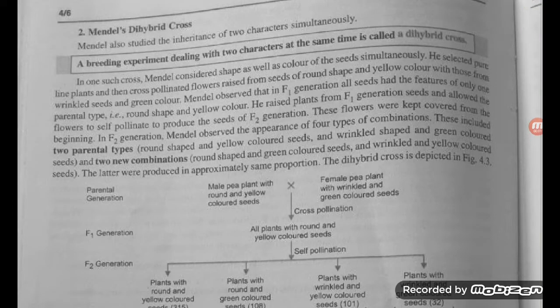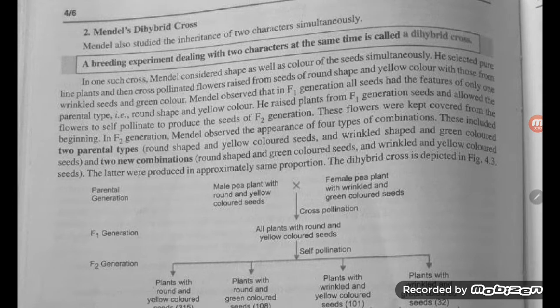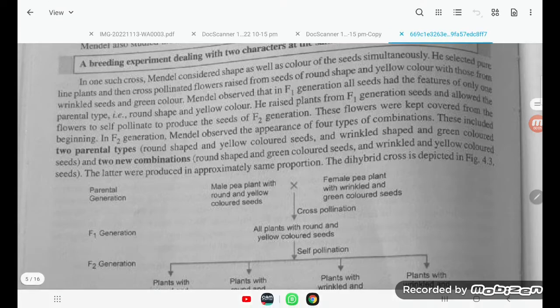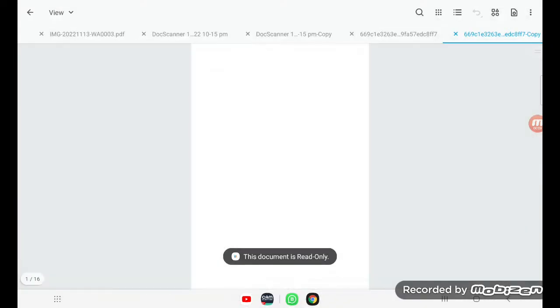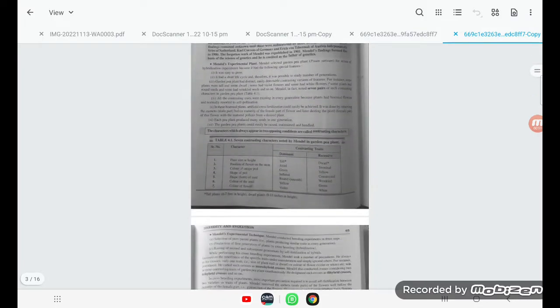Hello students, let's try to understand the concept of Mendel's dihybrid cross. How can we study Mendel's dihybrid cross in this lecture?